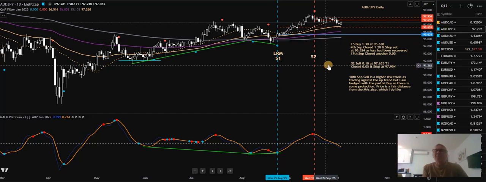Aussie Japanese yen, took this buy back here. This is a loss recovery. It's gone up. I've recovered my loss, no problems. Stop in place, can't lose on that. So I'm just trailing the stop.